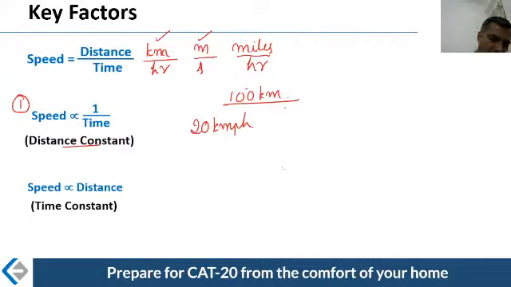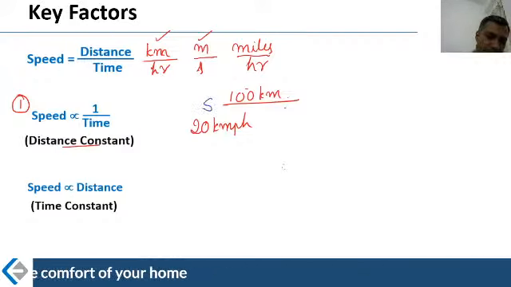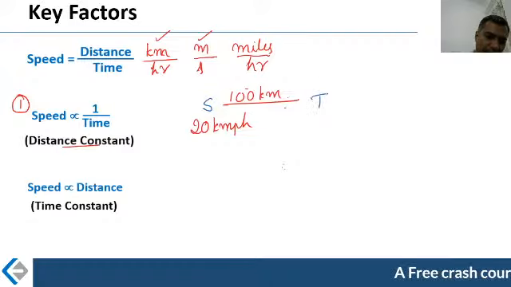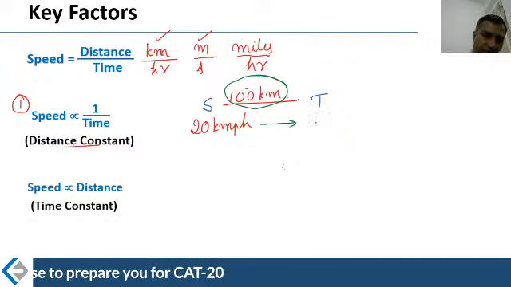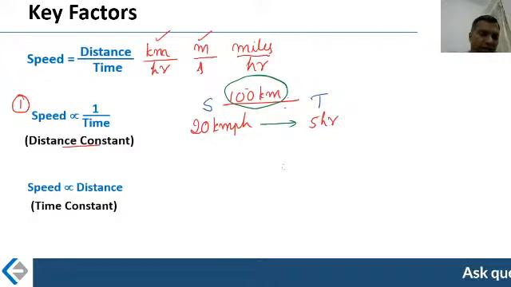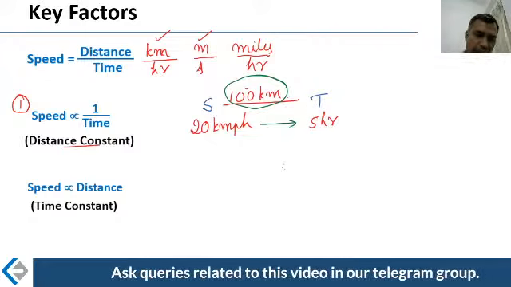What am I talking about here, friends? The speed. One side is the speed, and on the other side let me write the time taken for the journey. I fixed the distance here. Therefore, the corresponding time taken for the journey is 5 hours. 20 kilometers per hour is the speed the person has maintained, for 5 hours.